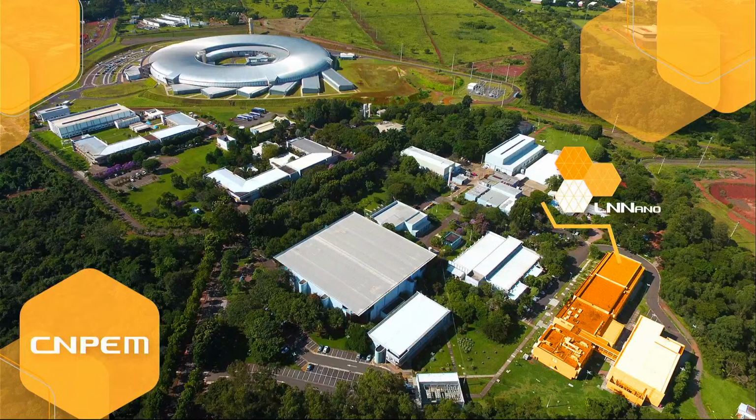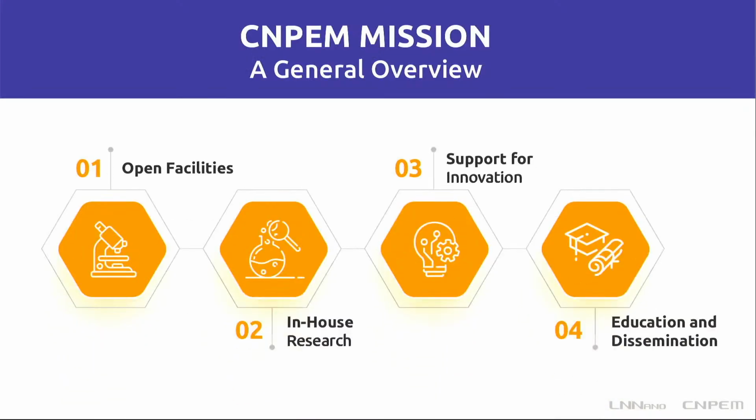And here we have LNNano, and all the microscopes are here. Half of this building is actually electron microscopy, for both material science and life science. We have 7 TEMs: 4 for material science, well, 3 actually, with 1 kind of hybrid, and 3 for life science, plus SEMs and dual beams. This is the way we work: we operate open facilities, with in-house research, support for innovation, education, and dissemination.